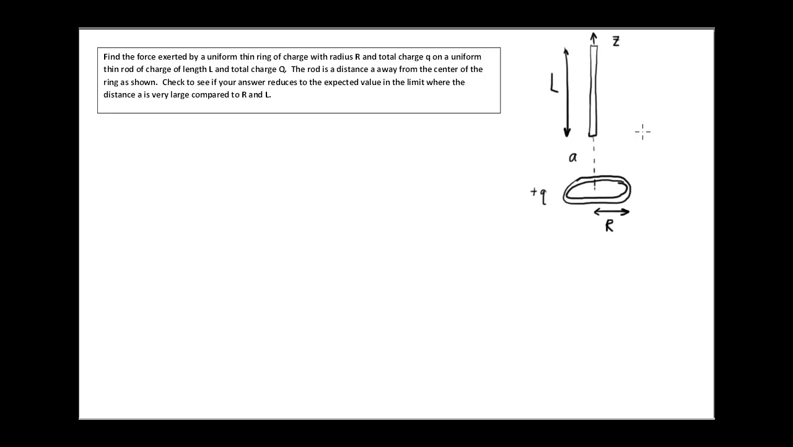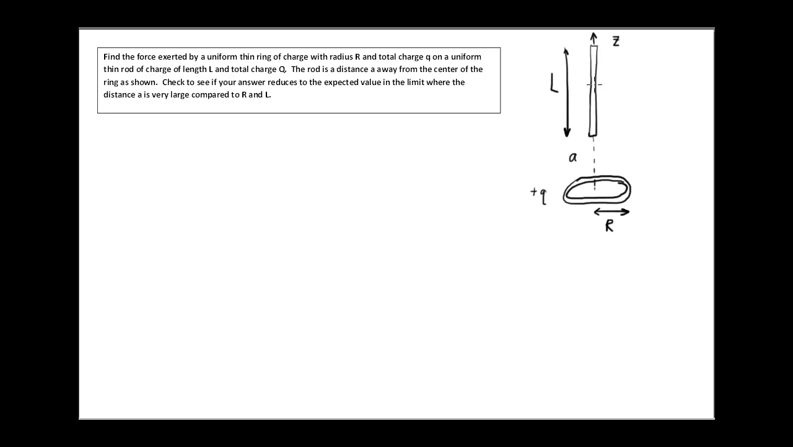You can see that we're trying to find the force exerted by a uniform thin ring of charge with radius r, illustrated in my crude little sketch, and a total charge plus q, on a thin rod of charge of length L and total charge capital Q. The thin rod is sitting on the axis that I'm going to call the z-axis, which passes through the center of the circular ring. And the two objects are separated by a distance a. So we would like to use Coulomb's law and our knowledge of calculus to find an expression for that force.